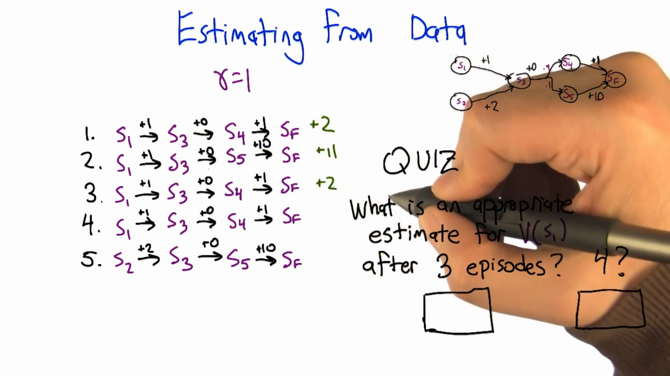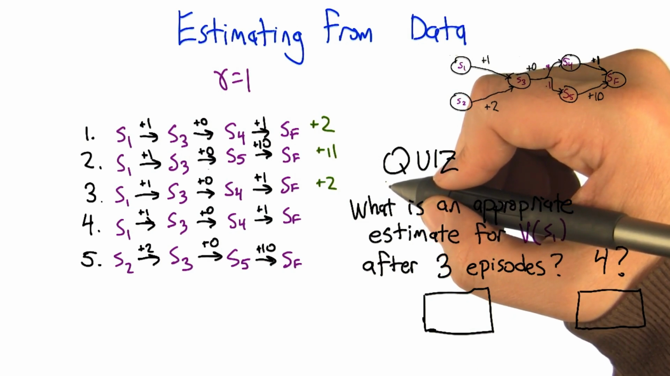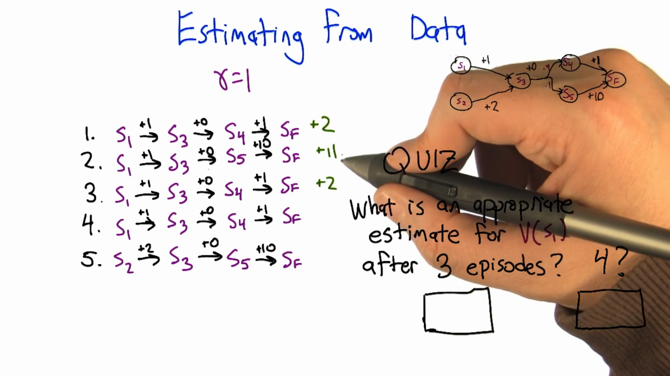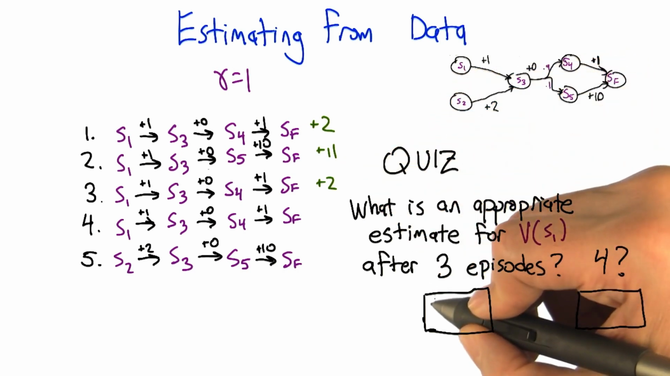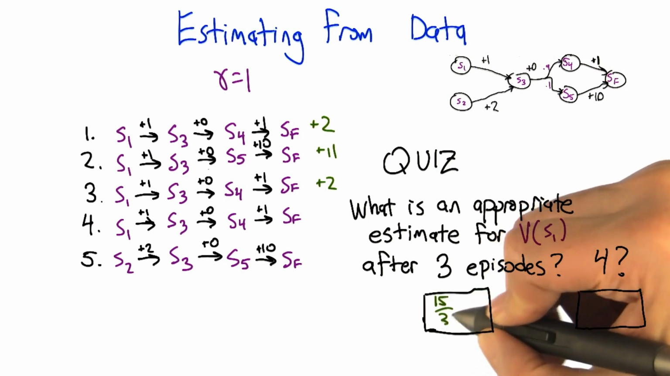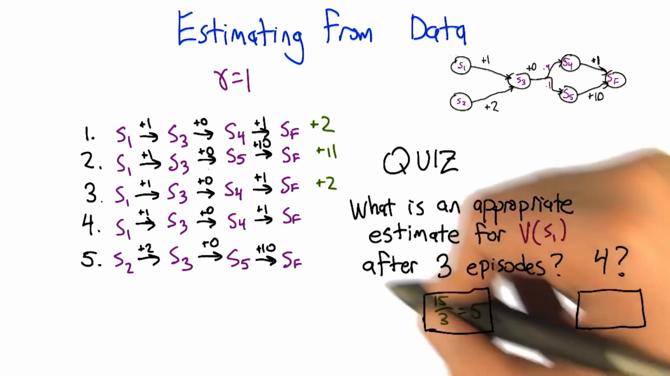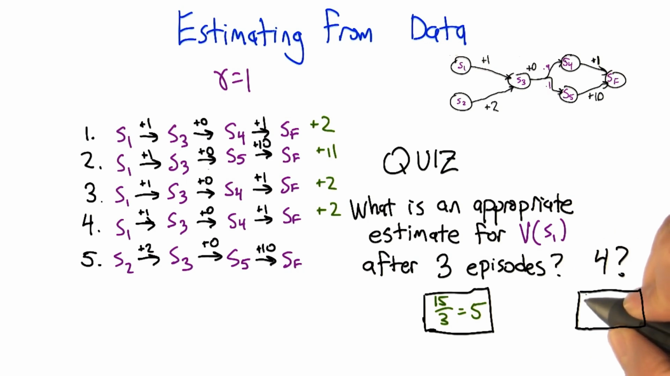Good. So if I wanted to know an appropriate estimate after 3 episodes, I would just average those 3 numbers, and I would get 5. Is that right? Yeah, so 15 over 3, which is 5. Nice. Then for 4, I see 2 again, and so that would be 17 over 4, which is 4.25. Good. Yeah, that's what I was looking for. Nicely done. So in fact, I could do this for 1 episode or 2 episodes.